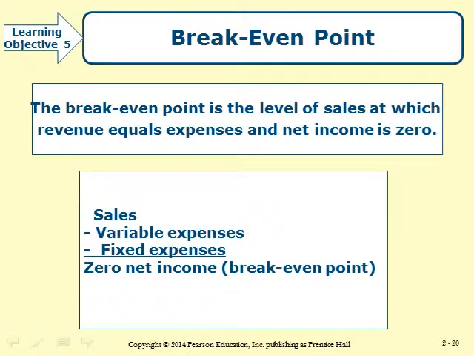So the most basic cost volume profit analysis computes the monthly break-even point in number of units and in dollar sales. The break-even point is the level of sales at which revenue equals expenses and net income is zero.